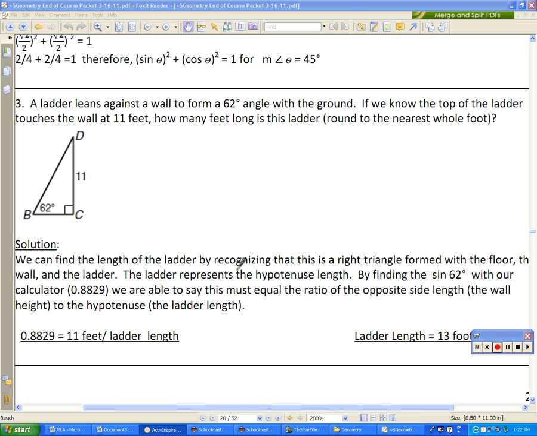And so what trig ratio do we use? Sine. Sine, good. So the sine of 62 degrees equals what? X over 11. Nope. 11 over x, opposite over hypotenuse. And so now since the variable is on the bottom, we have to divide. So x equals 11 divided by the sine of 62 degrees, which is 0.829. So our answer is different than their answer.